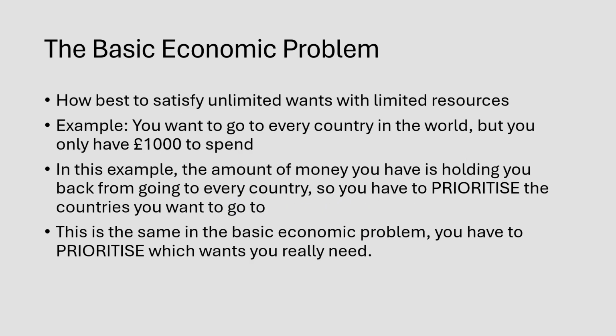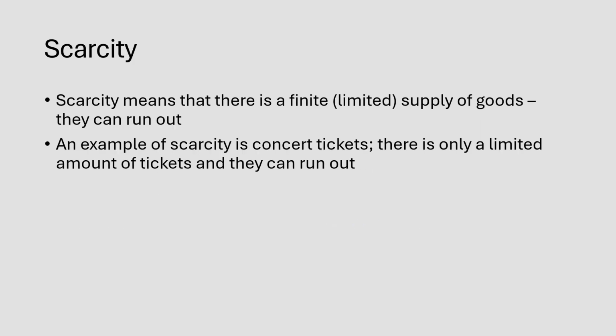The basic economic problem. The basic economic problem is how best to satisfy unlimited wants with limited resources. For example, you want to go to every country in the world, but you only have £1,000 to spend. In this example, the amount of money you have is holding you back from going to every country, so you have to prioritize the country you want to go to. This is the same in the basic economic problem. You have to prioritize which wants you really need.